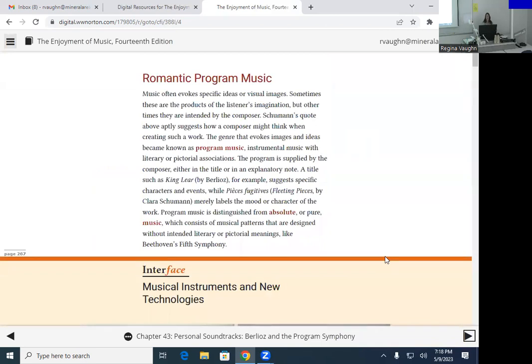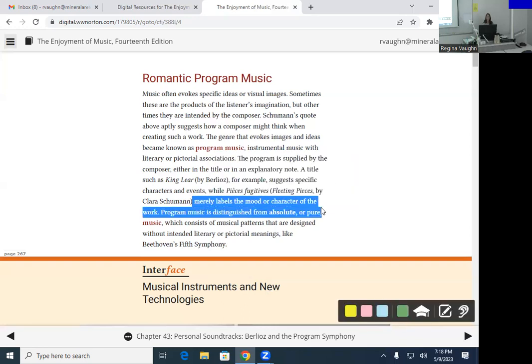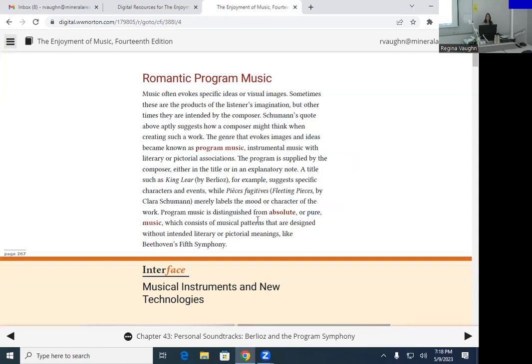Music often evokes specific ideas or visual images, and that is at the heart of program music, that it was intentional. A title such as King Lear, which is another piece by Berlioz, for example, suggests specific characters and events, if you know the Shakespeare play King Lear, while Fleeting Pieces by Clara Schumann merely labels the mood or character of the work. Program music is distinguished from absolute music because absolute music has no literary, dramatic, or pictorial programs or associations. It's pure music.